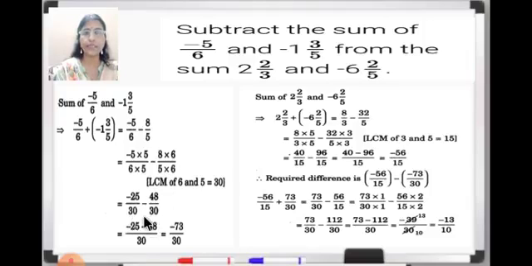Now both the denominators are same. So we'll write 30 as denominator. Here we'll write minus 25 and then minus 48. So both are negative. So we are going to add. So on addition what you will get? Minus 73 upon 30. So that means we have added this part. Here these two rational numbers we have added. Now what we will do? We are going to add these two rational numbers. So here it is done.